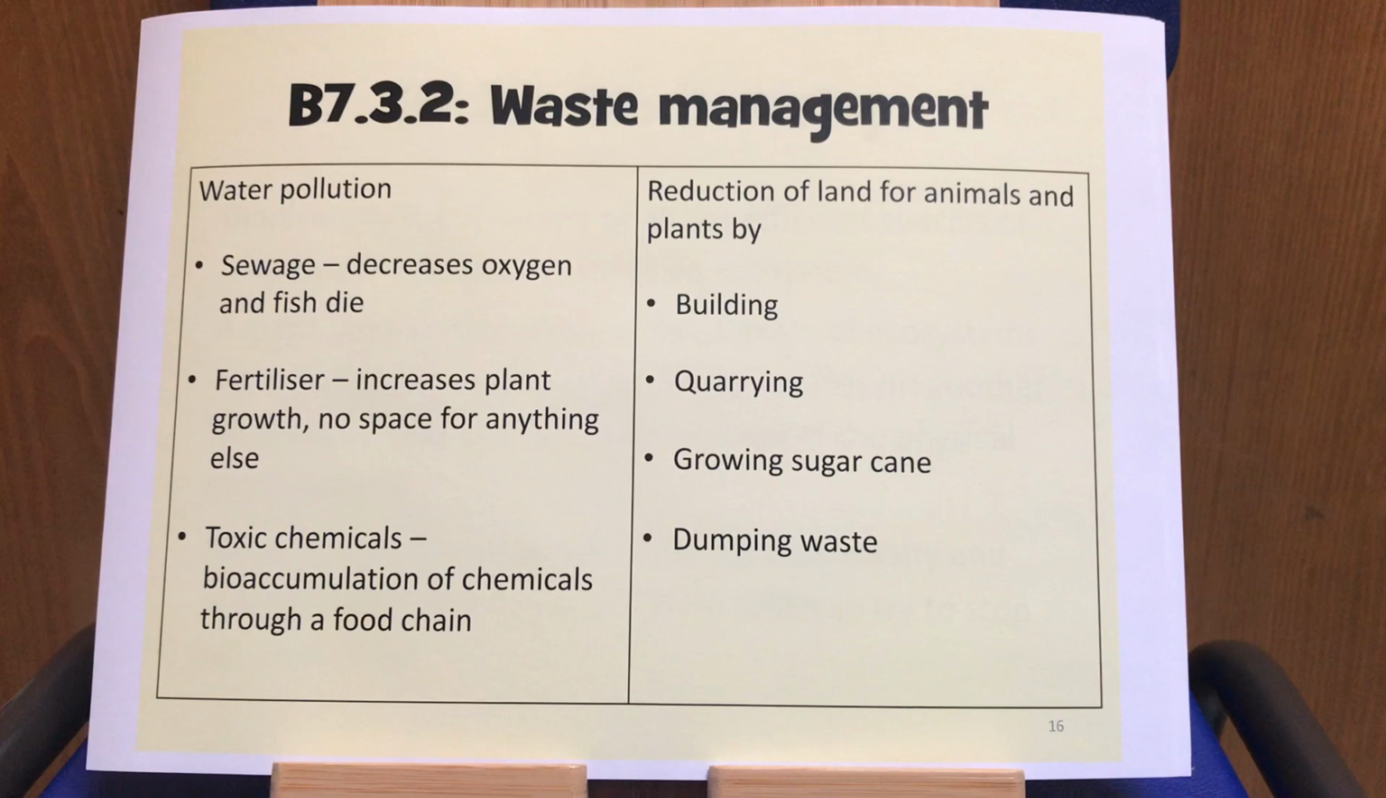And the right hand side here is a little bit more straightforward. Reduction of land for animals and plants because of building. So we've got this growing population that needs more places to live. We've got quarrying, which is blowing up rock landscapes, which makes them look ugly, but the rocks are then used as building materials. We've got growing sugarcane.